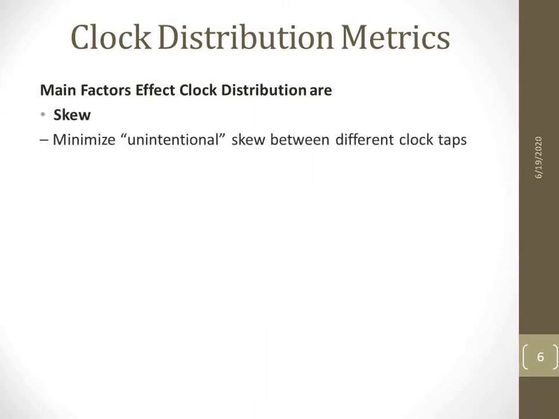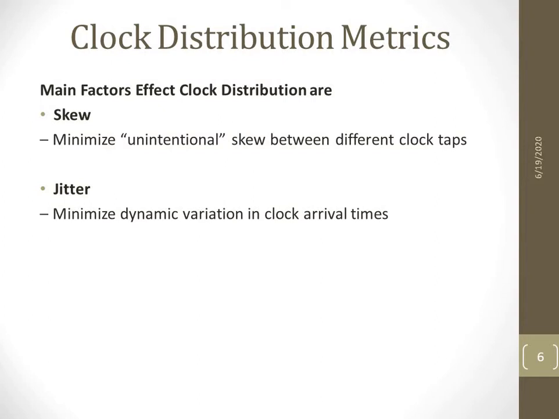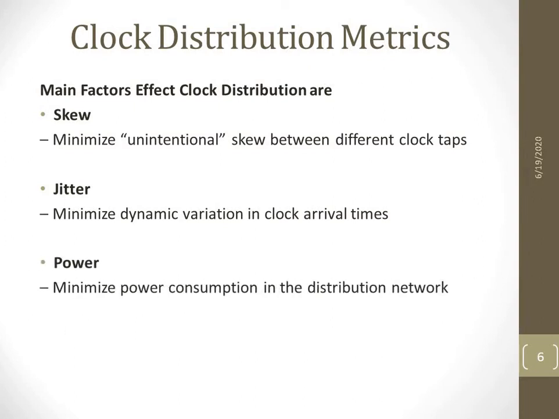So what are the clock distribution metrics now? The main factors which affect the clock distribution are skew, which is called clock skew. We need to minimize it. The skew between different clock taps is unintentional but we need to minimize it. Then the jitter, this also we need to minimize. It is the dynamic variation in the clock arrival times. Next, the power. We need to minimize the power consumption in the distribution network.